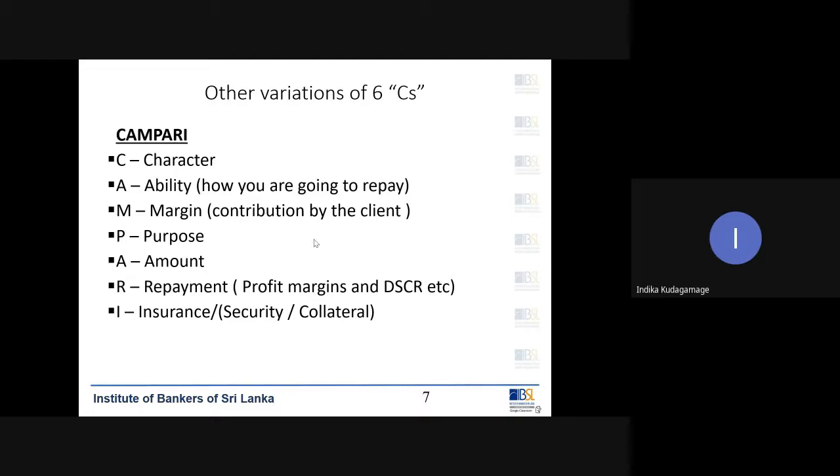Sure. Then comes I, for insurance or security. Mainly it is insurance. Insurance for the repayment, that is the meaning. So it can be insurance, it can be collateral. Insurance for the repayment, because in our country we don't have insurance. Right? So insurance for credit risk. Some other countries, developed countries, they have that. But in Sri Lanka, we don't have a credit insurance. So CAMPARI is character, ability, margin, purpose, amount, repayment and insurance. Right?